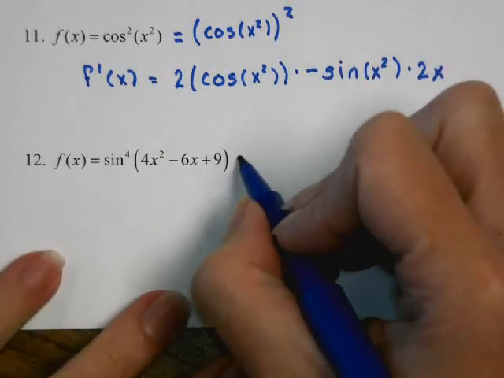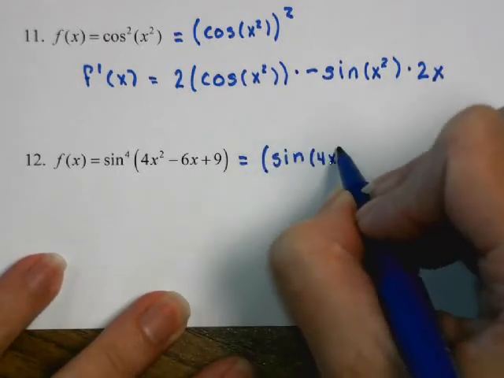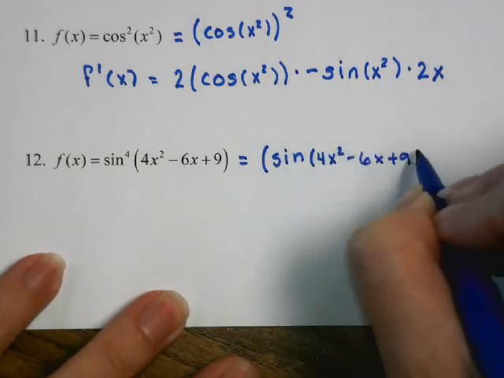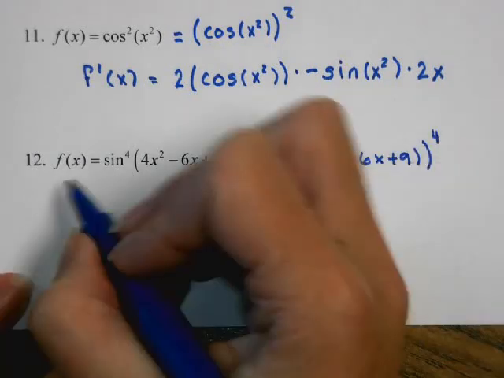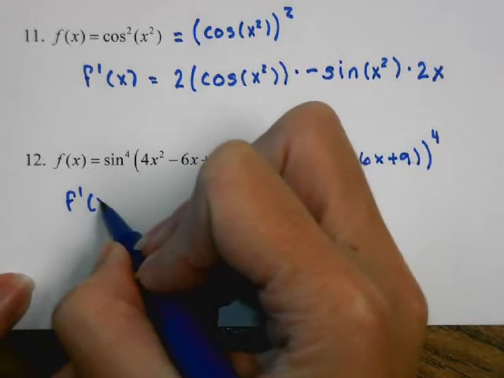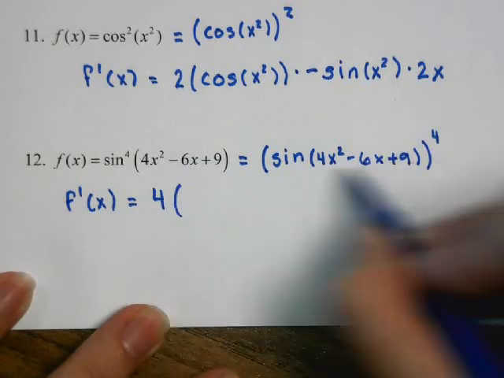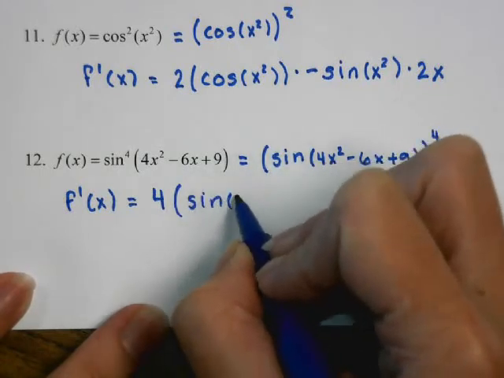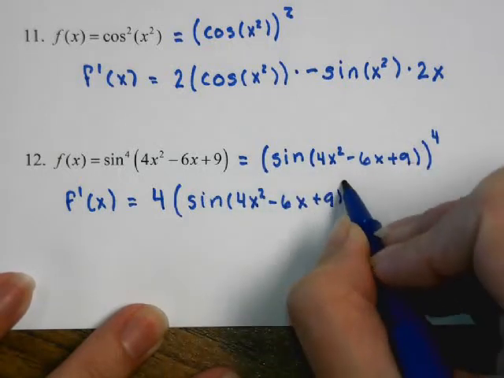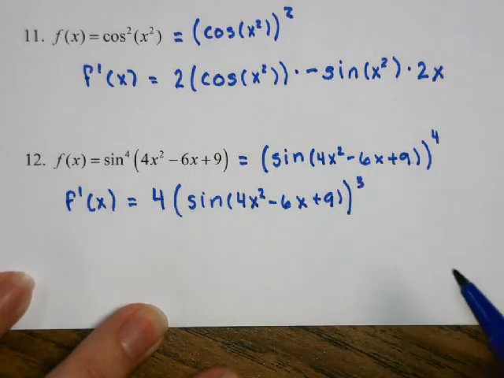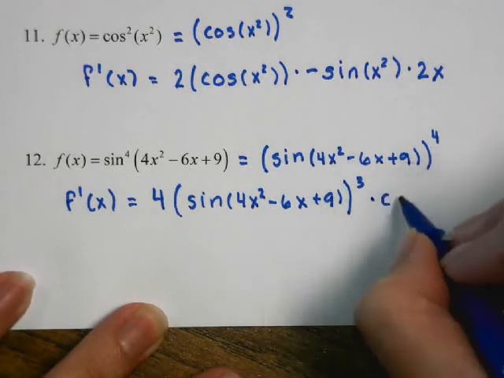Next one. This one is the same as sine of 4x squared minus 6x plus 9 to the 4th. So when I take that derivative, we start with the very outside, which is the 4th. So we have 4, everything stays on the inside, sine 4x squared minus 6x plus 9 cubed. So we dealt with the 4th power, then we dig deeper to the sine. So the derivative of sine is cosine.